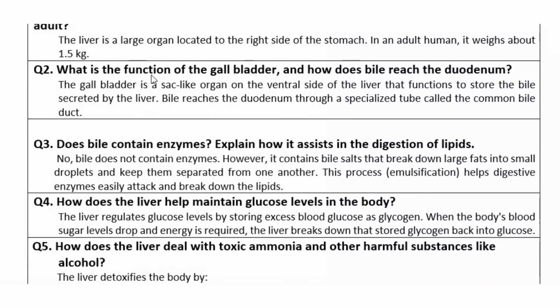Question number two, what is the function of the gallbladder and how does bile reach the duodenum? The gallbladder is a sac-like organ on the ventral side of the liver that functions to store the bile secreted by the liver. Bile reaches the duodenum through a specialized tube called the common bile duct.